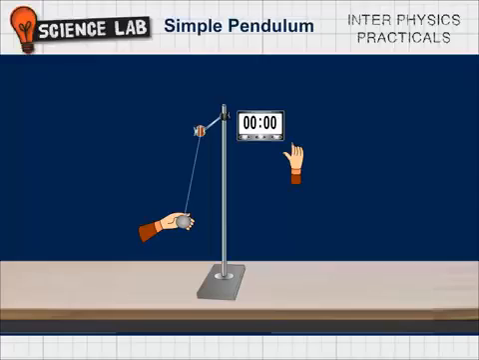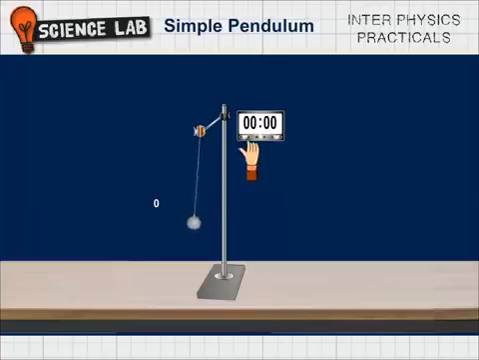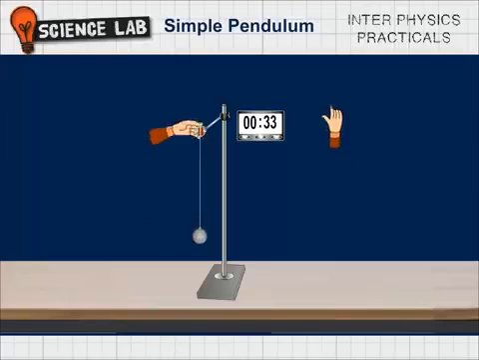Drag the bob aside by a small angle, say 5 degrees, and release it. The bob will start oscillating. Start the stopwatch. Count 20 oscillations of the pendulum. Stop the stopwatch after 20 oscillations. Note the time in the table for trial 1 and repeat the process for trial 2.